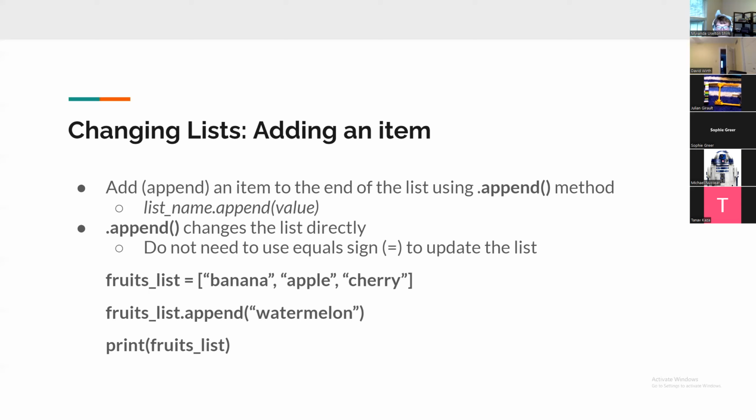This changes the list directly. So like when we talked about mutable, we can change the list. So this just changes the list, so you don't need to use an equal sign to update the list. Like you don't have to reassign it is what we call it. You can just say list.append, then this value.